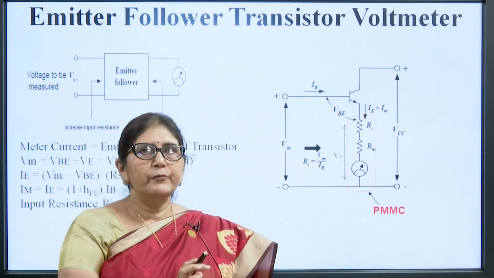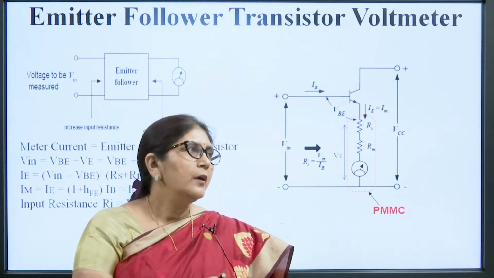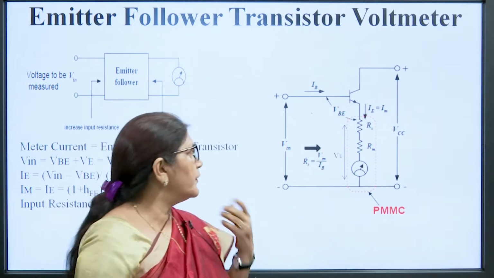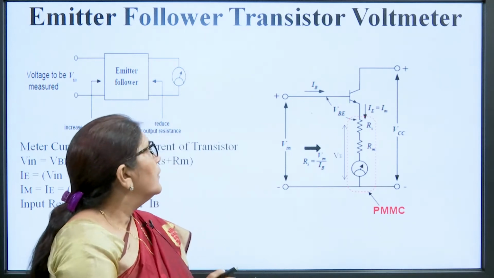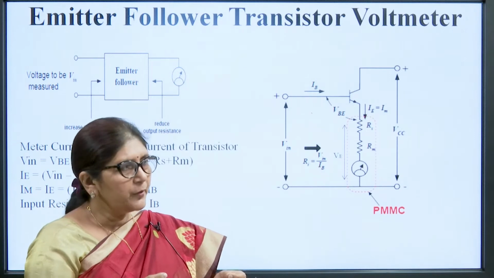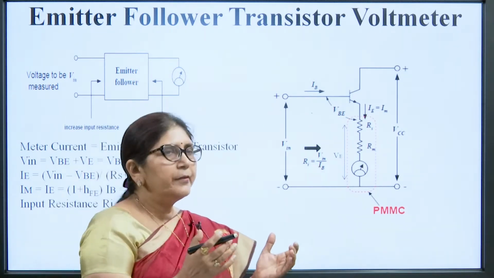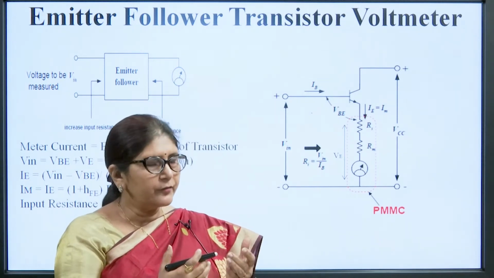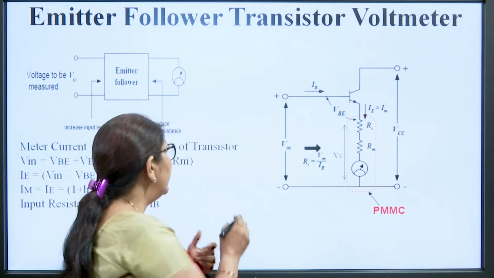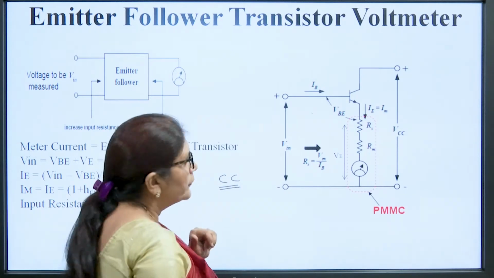Generally, we use emitter follower transistors for the voltmeter circuit. We use a transistor because it offers very high input resistance. Transistors can be used in 3 configurations: common base, common emitter and common collector. Different configurations have different characteristics. Here we are using the characteristic of the common collector configuration, CC, which is also known as the emitter follower.